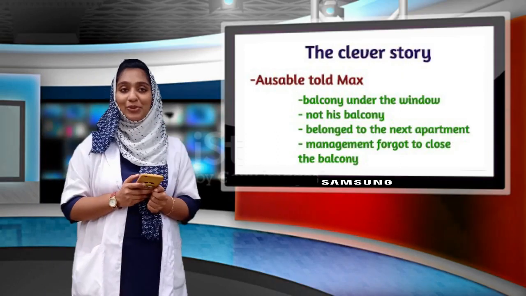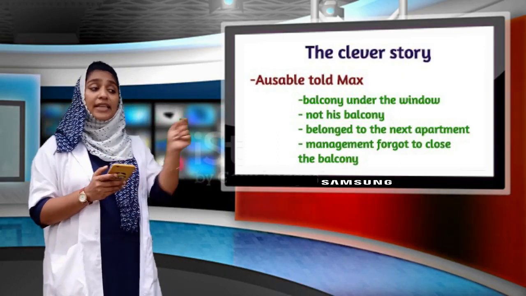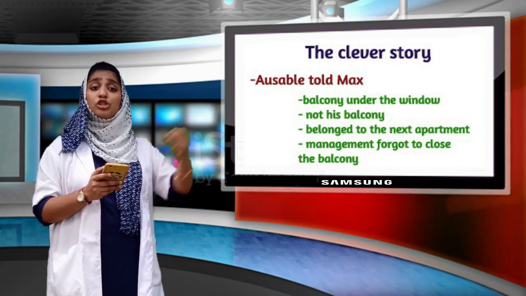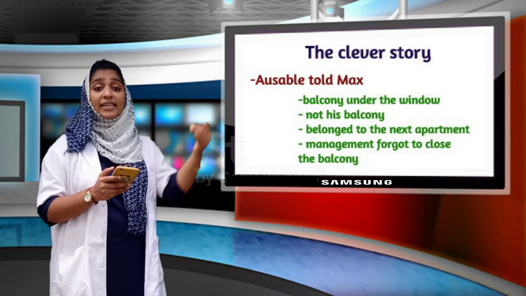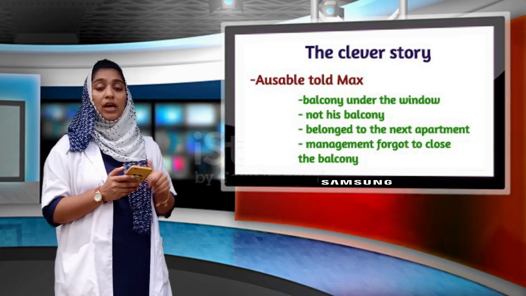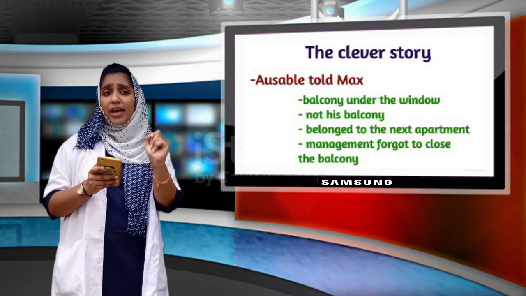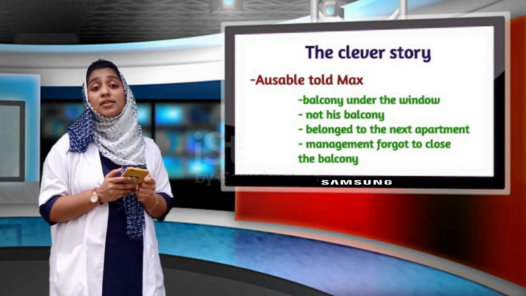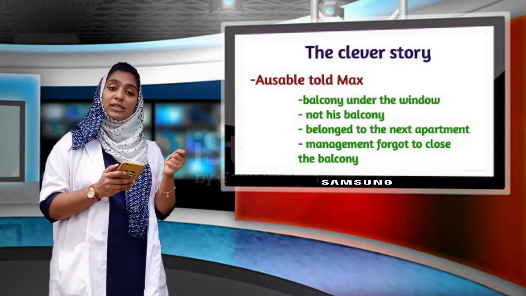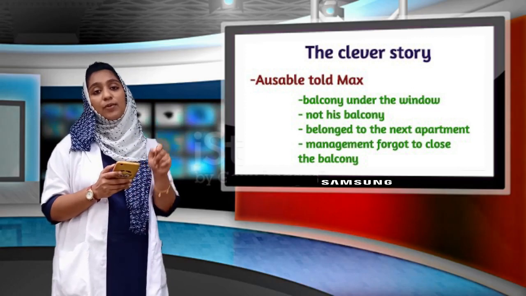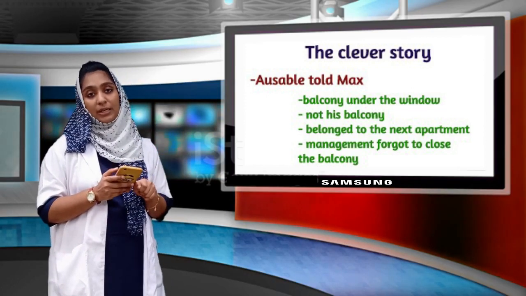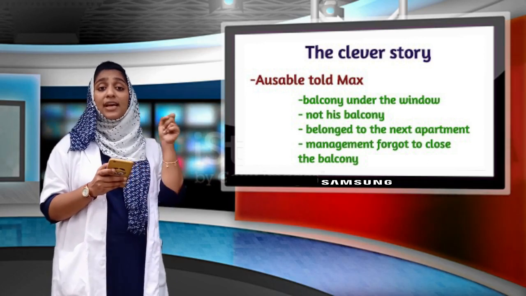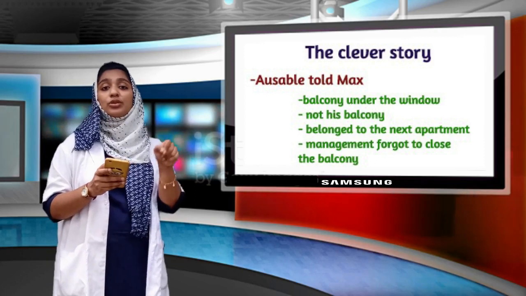So the clever story. Ausable told Max that there is a balcony under that window, and that does not belong to me. It belongs to the next apartment, and anyone can enter into my room through that balcony. And last month, one person had already entered his room, and he had complained about this to the management, and management had promised Ausable that they would block that balcony. And now, according to Ausable, they have forgotten about it, and Max has entered this room through that balcony.